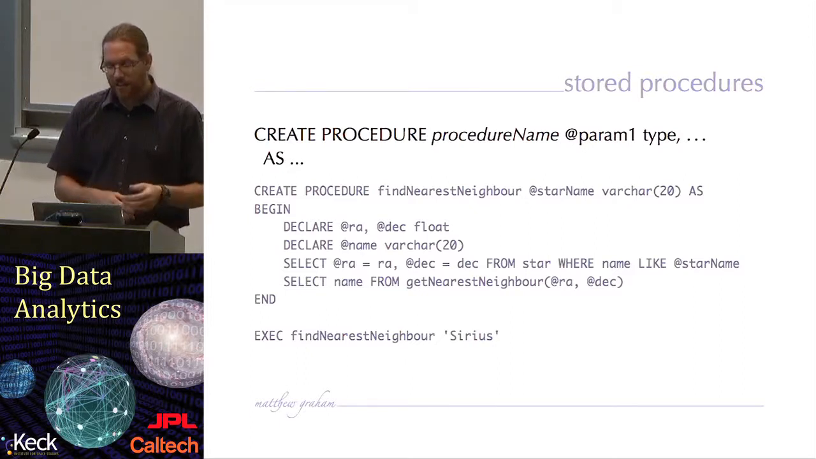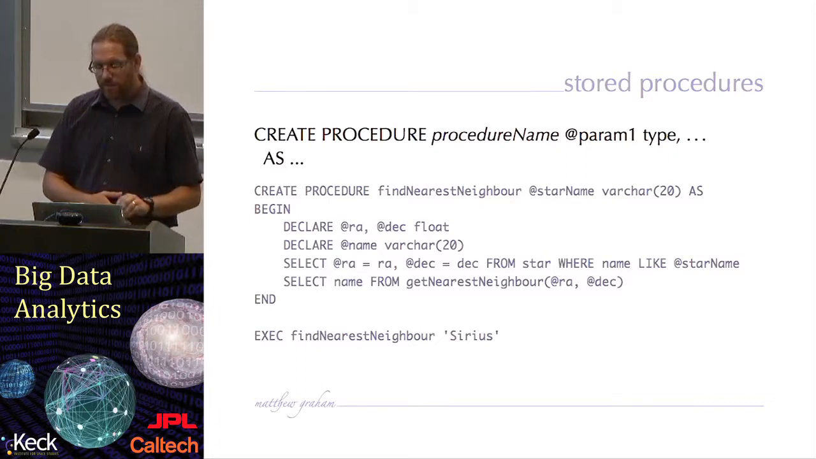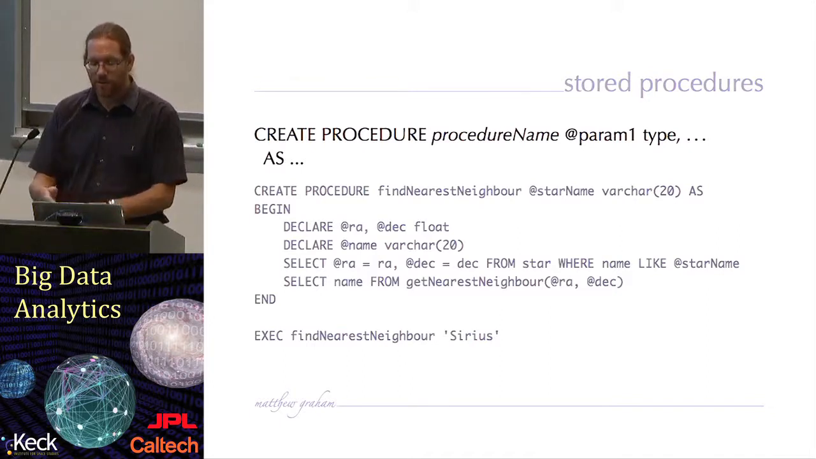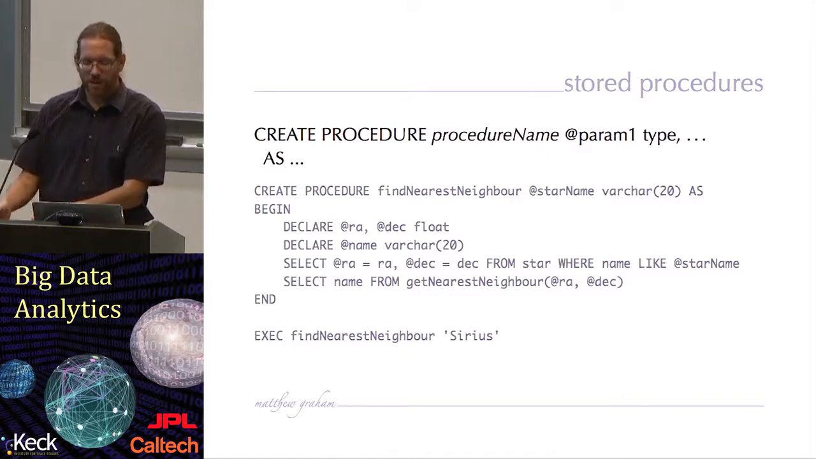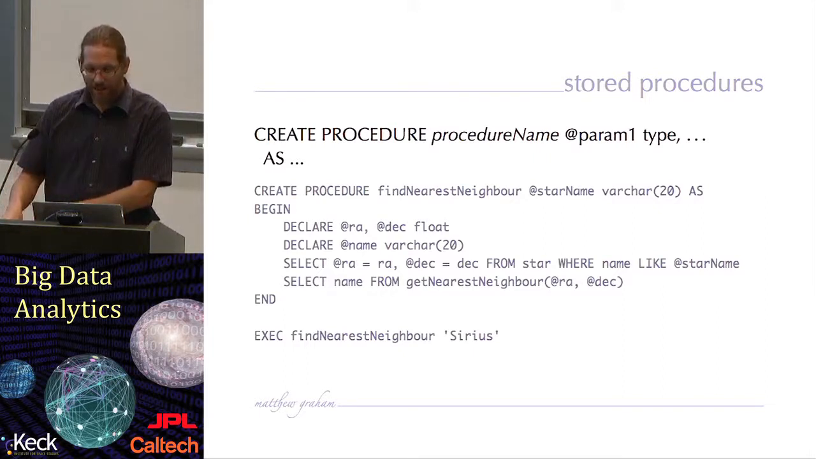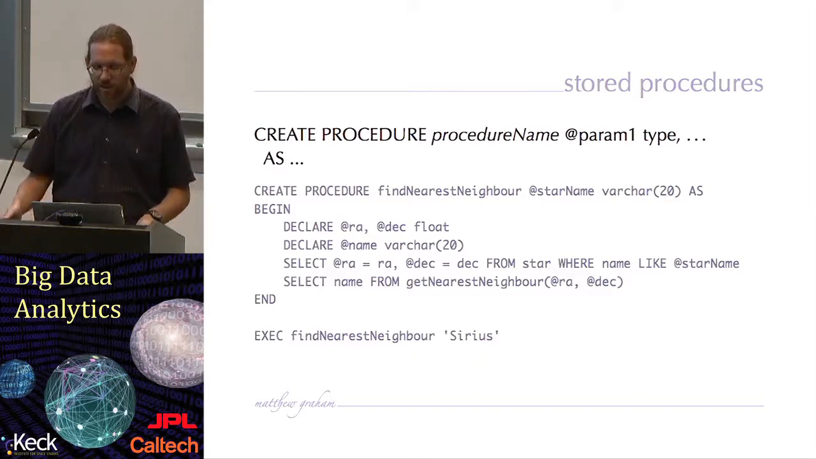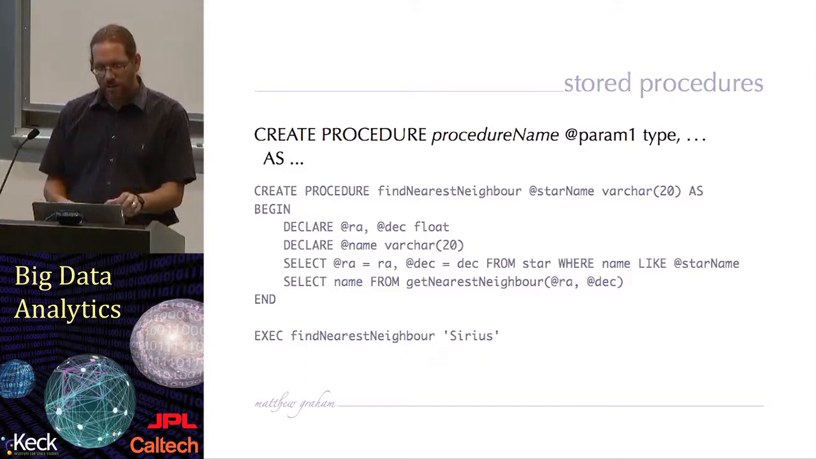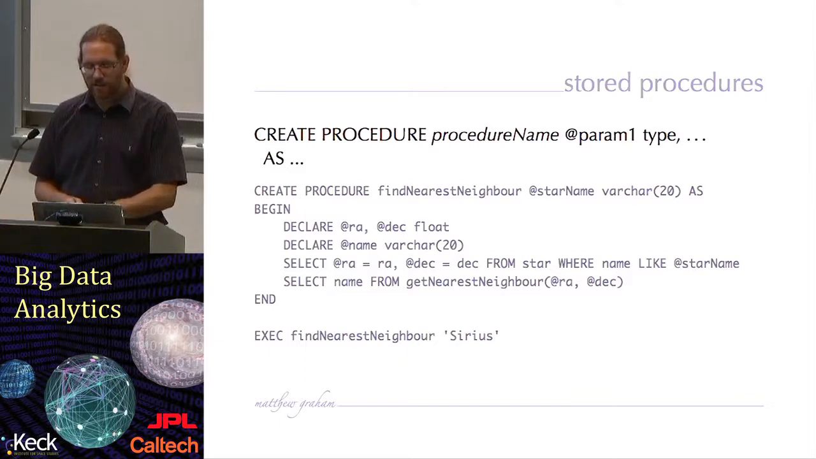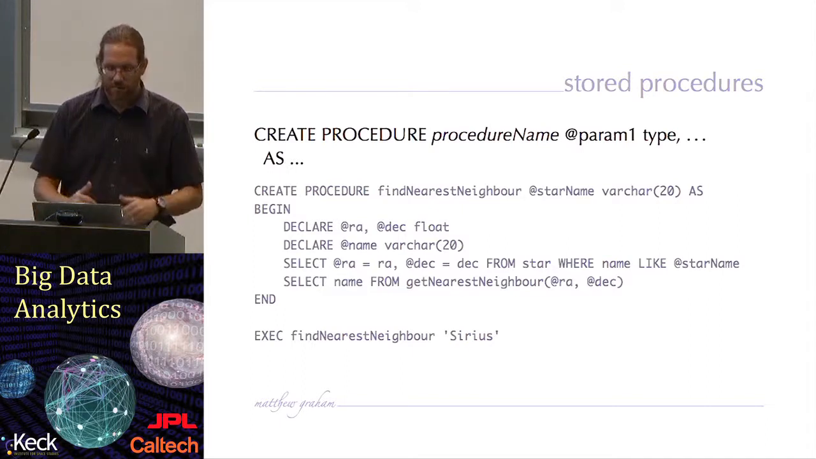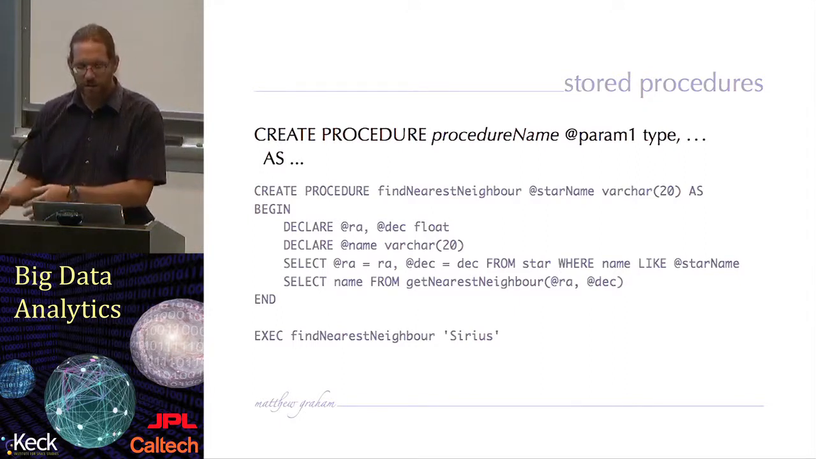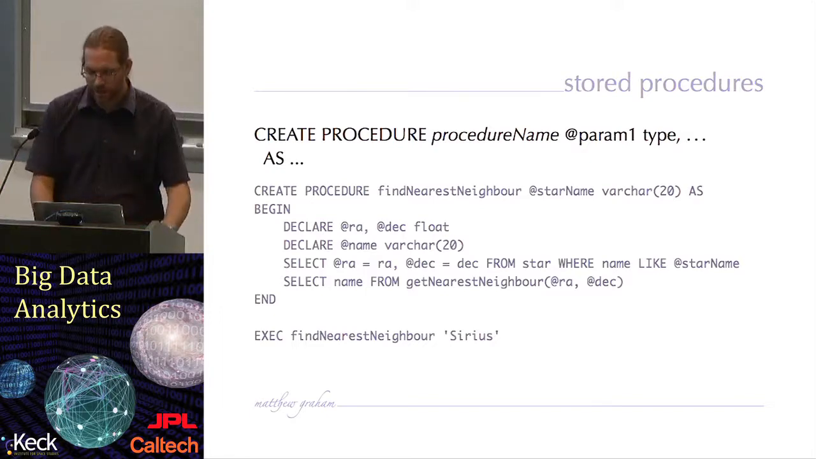And then I say select, and then I set the RA variable to the value of the RA column, the dec variable to the value of the dec column from my table star, where the name column is like the star name that I've given as the argument to my procedure, and then I select name from get nearest neighbor with the RA, dec and end. And then to execute this, I use the exec statement, exec find nearest neighbor, Sirius in quotes, and that would then give me the nearest neighbor star, the name of the nearest neighbor star to Sirius in my database.